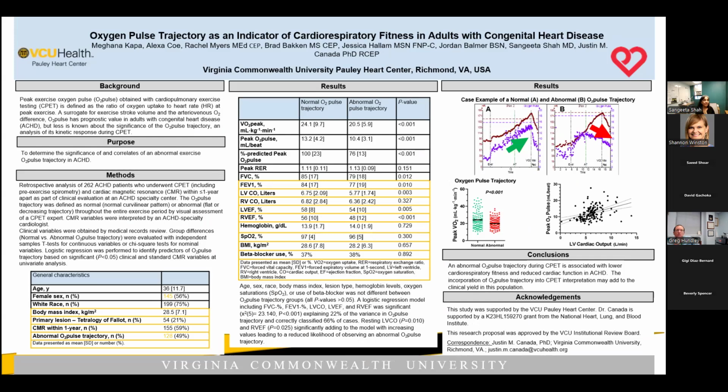Going forward to more recent data, this was published this year. It was for 262 adult congenital patients who underwent CPET and cardiac MRI within 1 year. What we were able to show is the same thing I've been talking about, that the oxygen pulse in certain individuals is reduced.